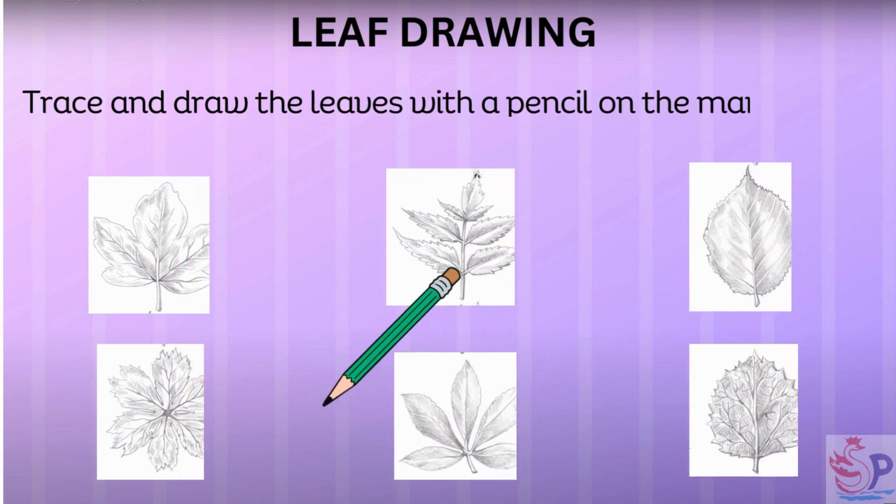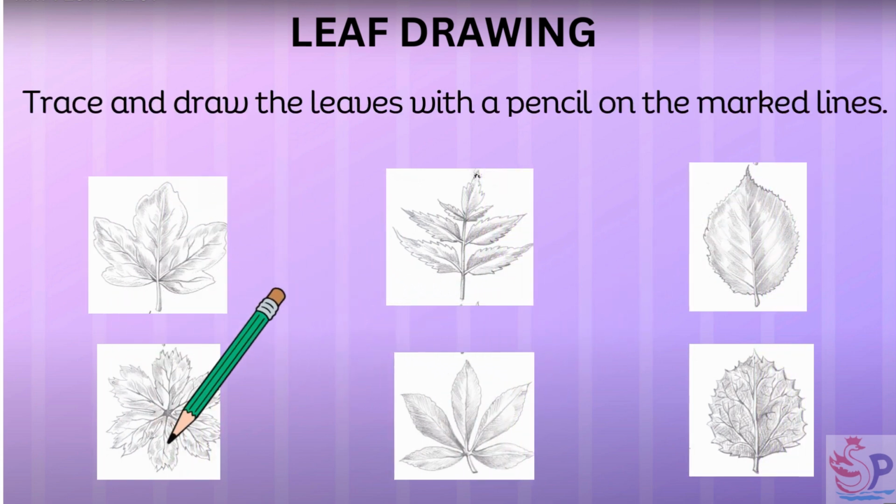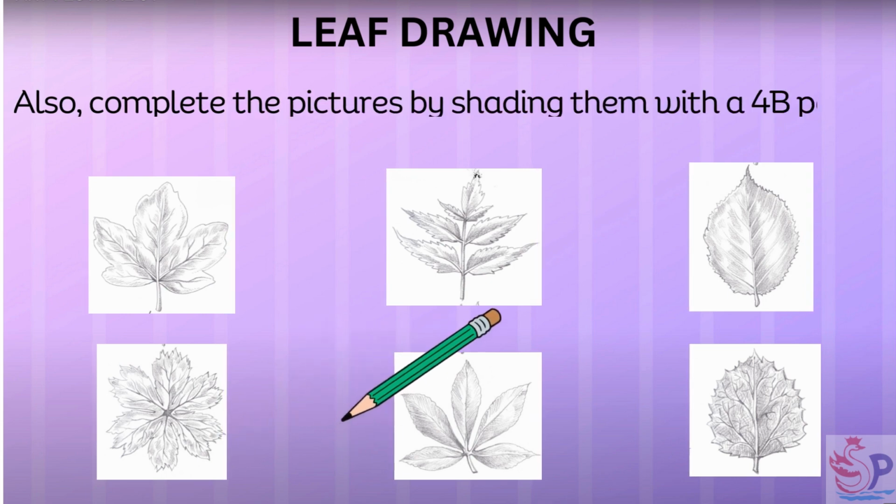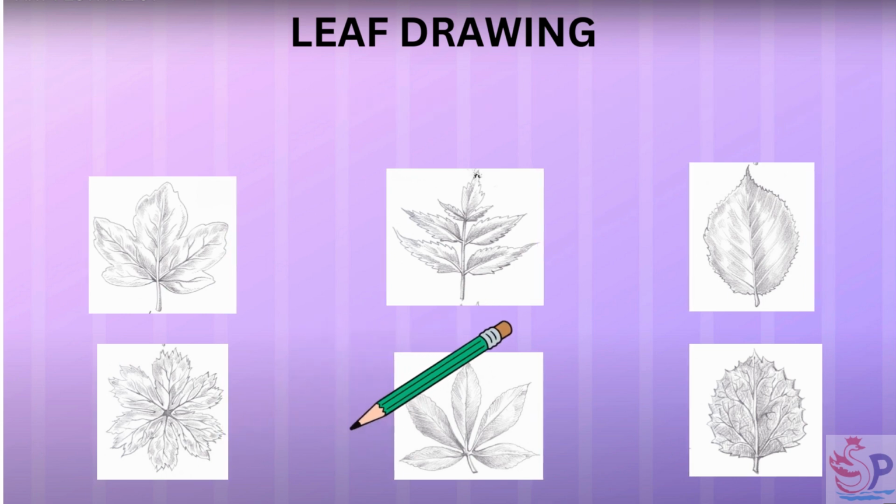Trace and draw the leaves with a pencil on the marked lines. Also complete the pictures by shading them with a 4B pencil.